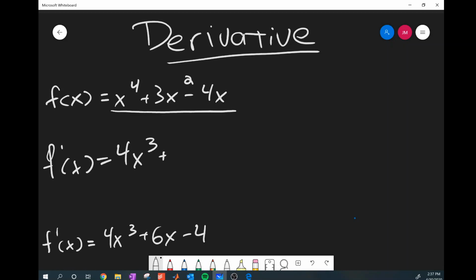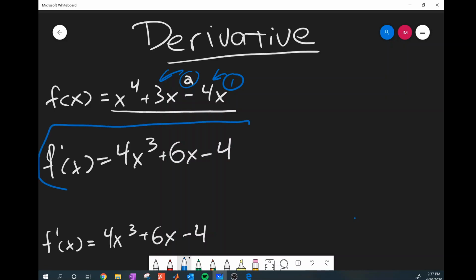Do the same thing. We bring our exponent to the front through multiplication. 2 times 3 is 6x, and we drop it by 1. And then remember, we have an invisible 1 here. So when we take that to the front, we're just left with minus 4. We can see that indeed our derivatives are the same.